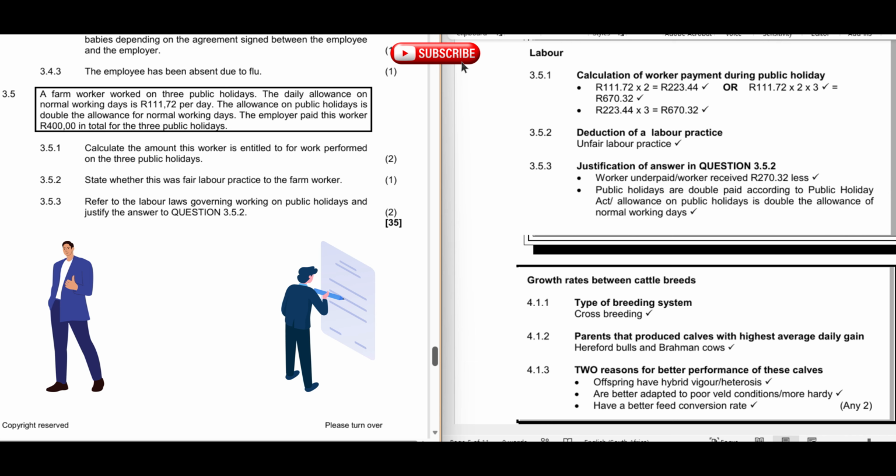3.5.3. Refer to the labor laws governing working on public holidays and justify the answer to question 3.5.2. The worker is underpaid because the worker received 270.32 less. Public holidays are double paid, according to the Public Holiday Act. The allowance on public holidays is double that on normal working days.